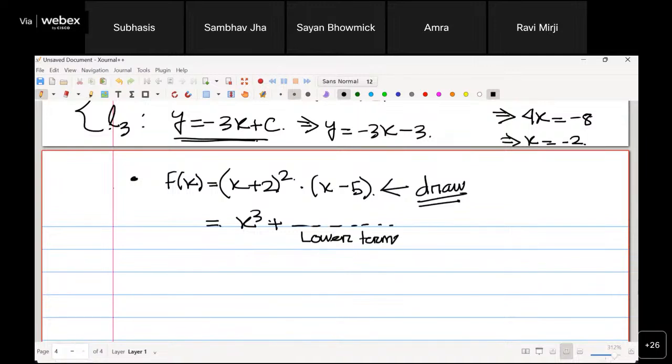I don't need these lower terms. I just need the first term, the highest, the x which has the highest power, as well as its coefficient. So this is basically 1 times x cube.